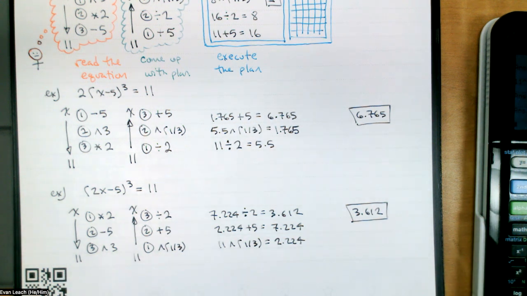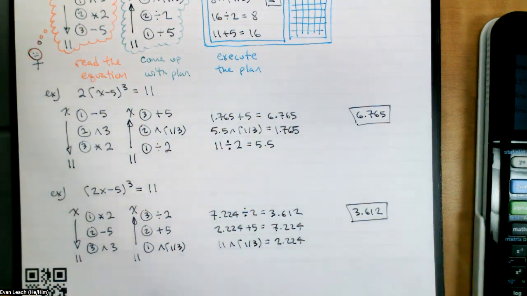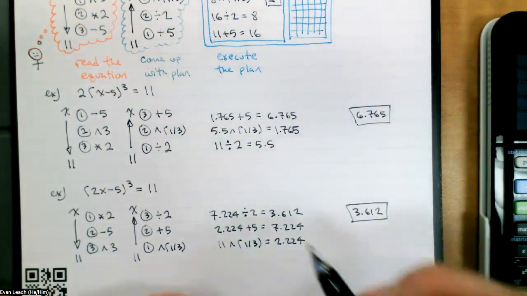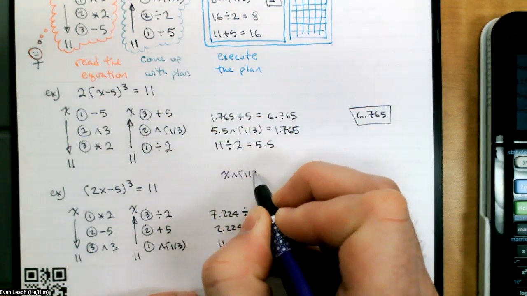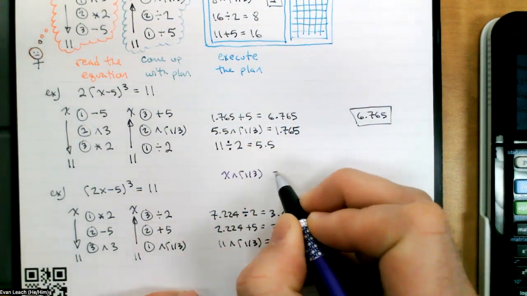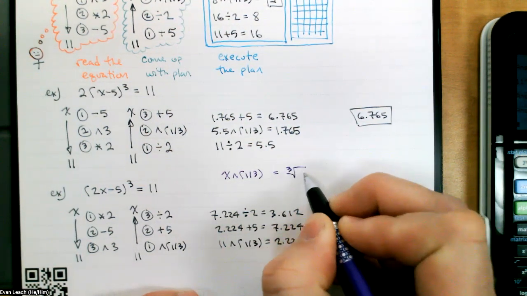You use a cube root to undo a cube. So a 1/3 power is a cube root. So x to the 1/3 is the same as the cube root of x.